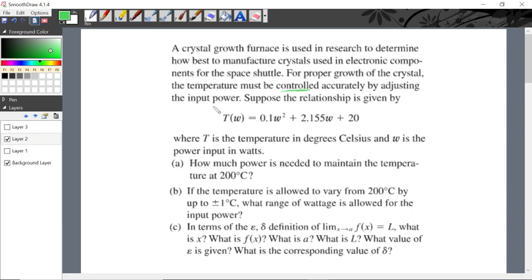We control the input power. W, the variable W, represents the power input in watts. Suppose the relationship is given by T of W, where T is the temperature in degrees Celsius. Suppose it's given by this equation here, and this function is a quadratic. So we are trying to control the temperature, which is the output of this function.